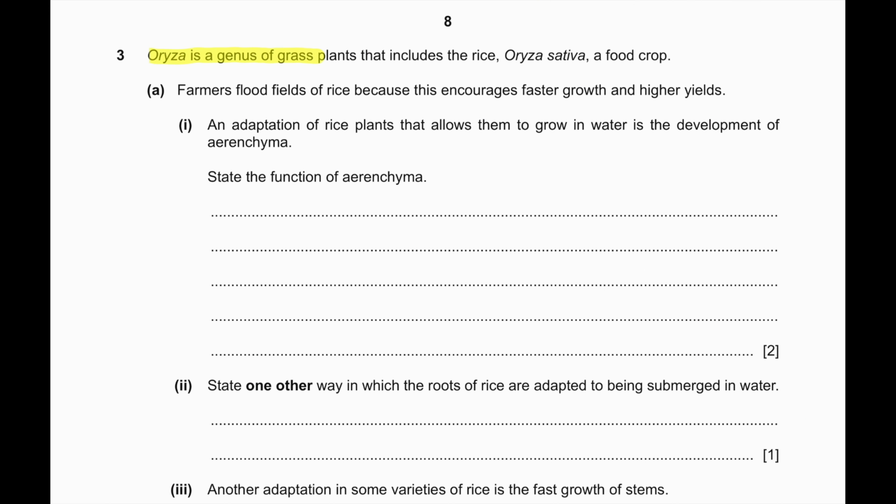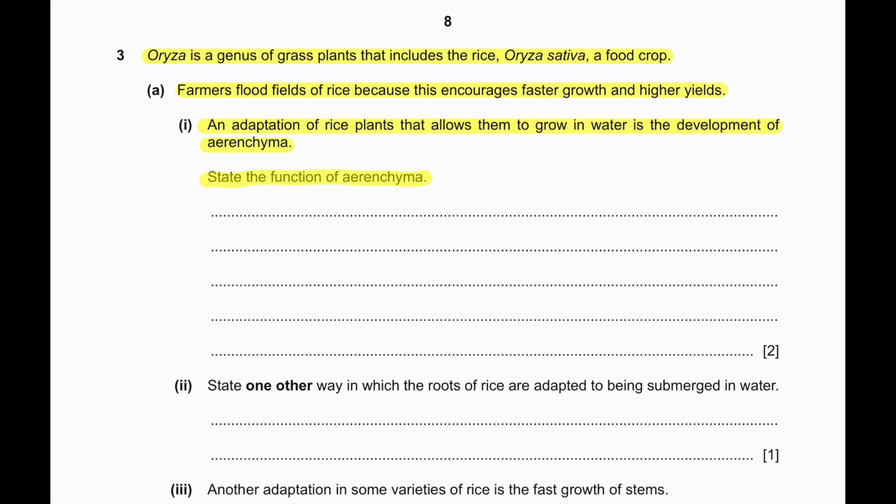Oryza is a genus of grass plant that includes rice. Oryza sativa is a food crop. Farmers flood fields of rice because this encourages faster growth and higher yields. An adaptation of the rice plant that allows it to grow in water is the development of aerenchyma.